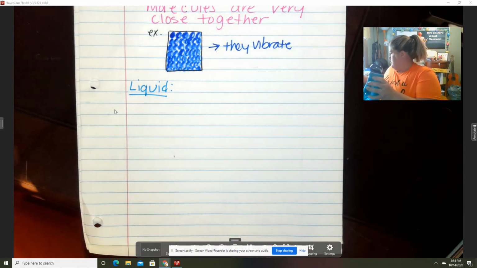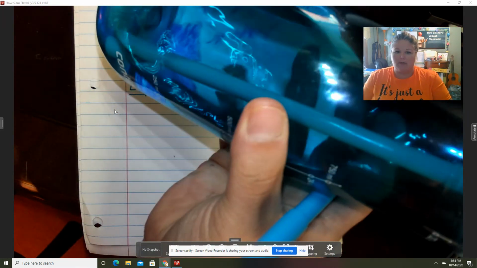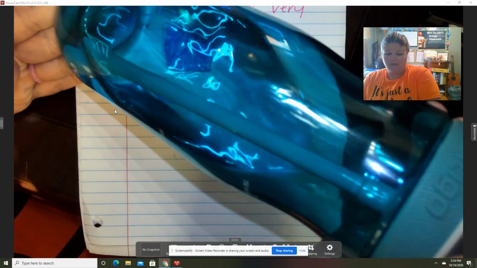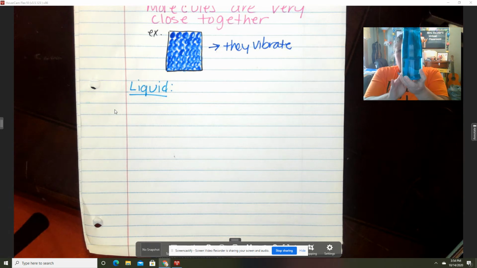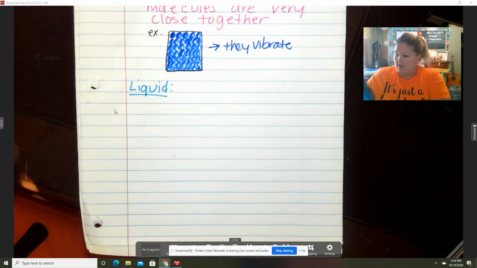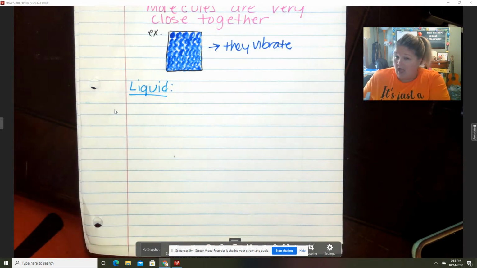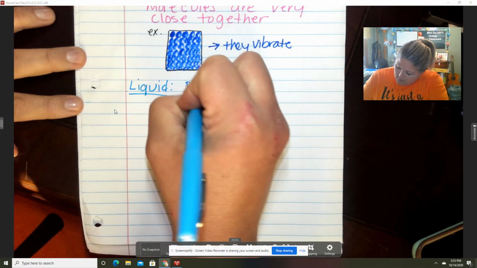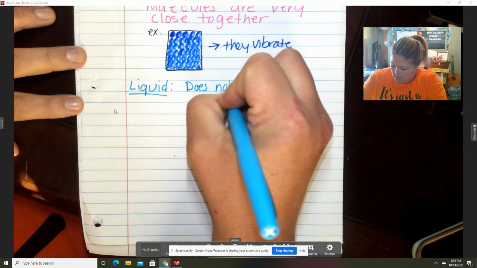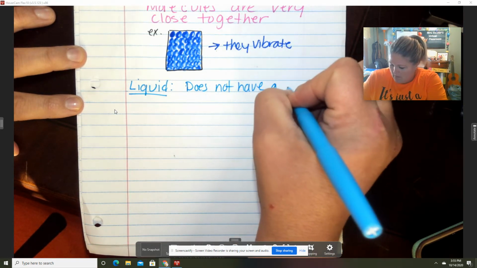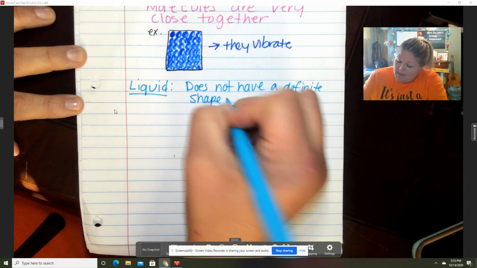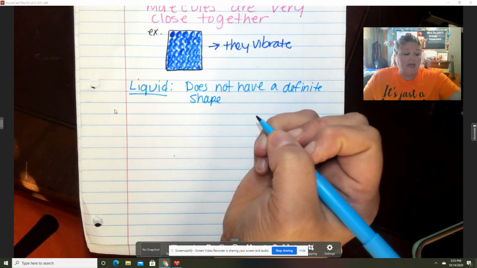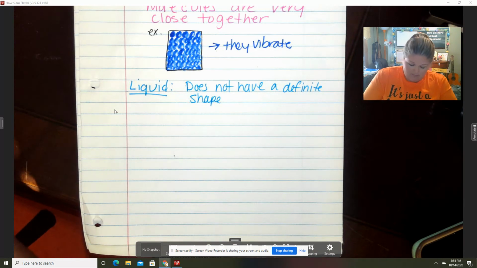If I pour my water, it's the same amount of water, but a different shape. If I put it upright, same amount of volume, but a different shape. So water, a liquid, does not have a definite shape, but it does have a definite volume.